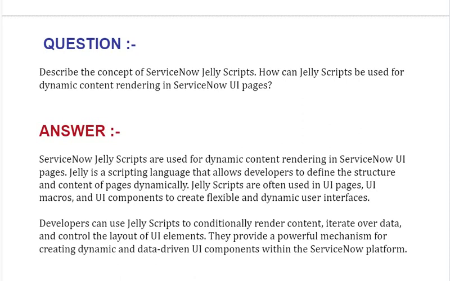Now moving towards the answer. Your answer should be: ServiceNow jelly scripts are used for dynamic content rendering in ServiceNow UI pages. Jelly is a scripting language that allows developers to define the structure and content of pages dynamically. Jelly scripts are often used in UI pages, UI macros, and UI components to create flexible and dynamic user interfaces.